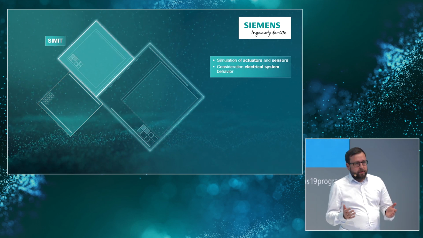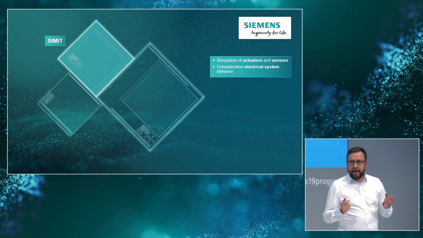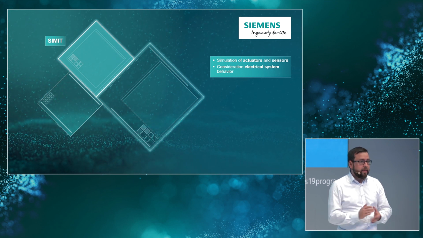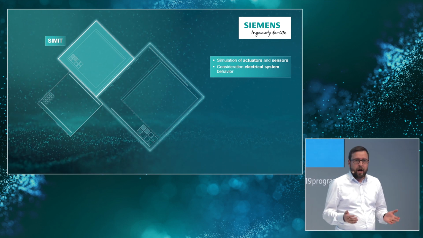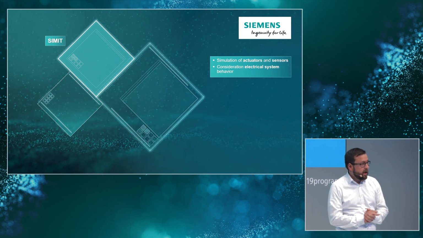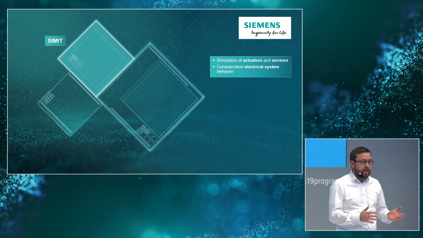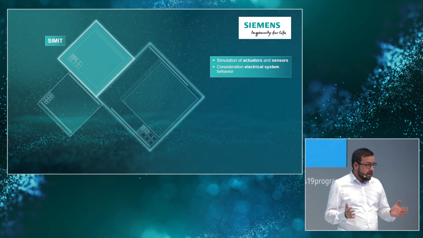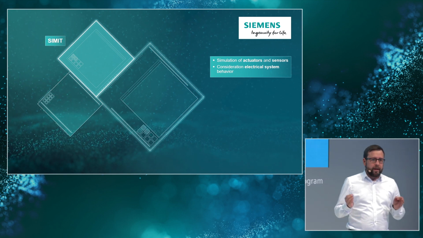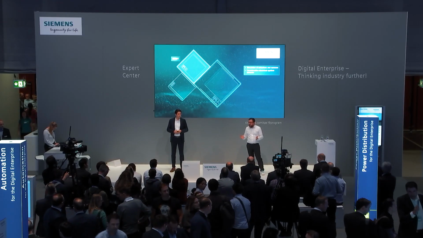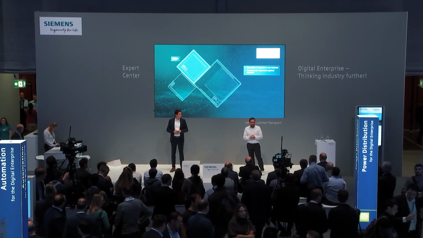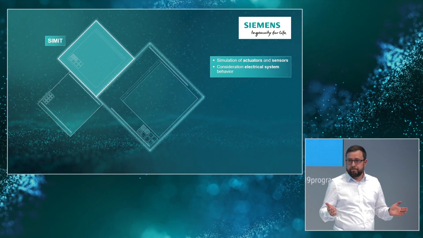In the next step, you have to simulate the electrical behavior of a machine. That means the sensors and the actuators of a machine, for example the drives. So, in combination, PLC Sim Advanced and SIMIT enable the validation of the PLC code under consideration of the electrical system behavior. That means you do not have to manipulate or change the original PLC code.